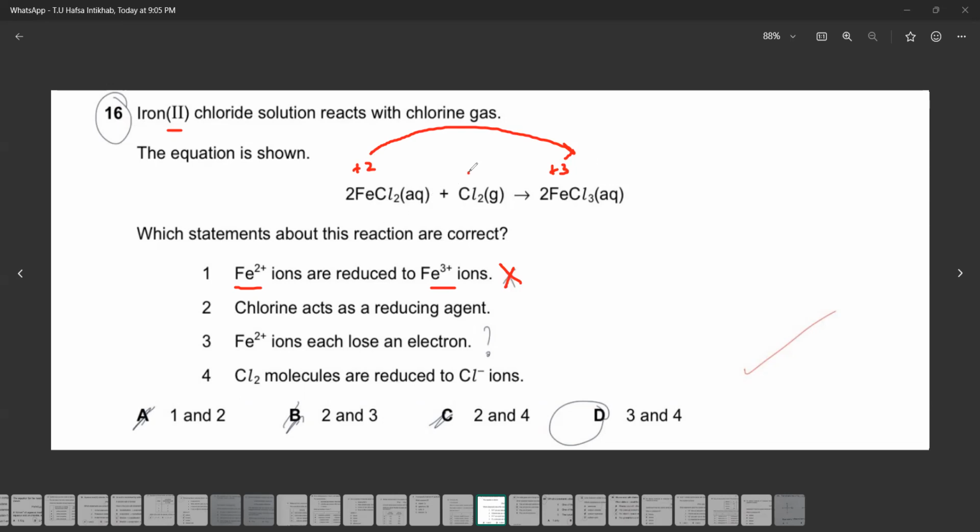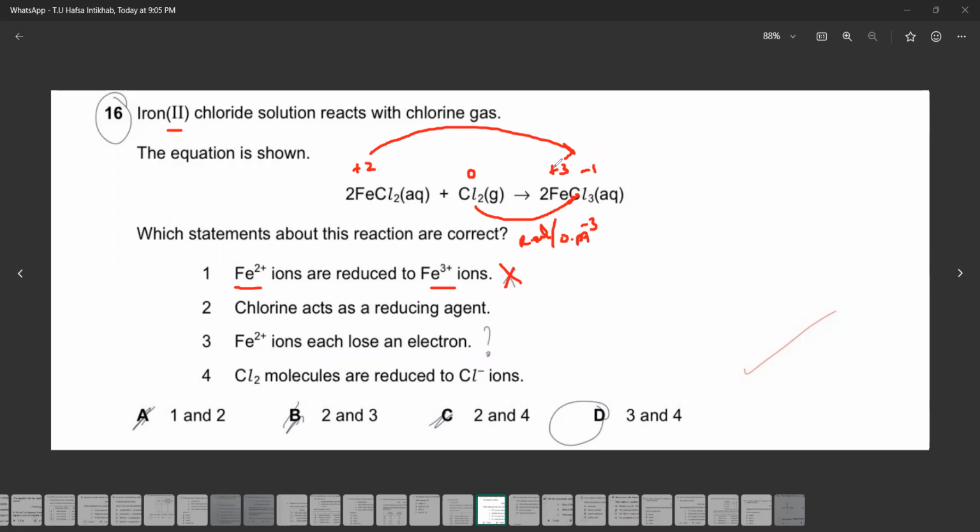And for chlorine, chlorine is 0 and then it becomes -1. -3 is for the total, but -1 for each. When we check the change in oxidation number, we check each individually. So for each chlorine, it is -1. When 0 becomes -1, we call this change a reduction. And if the change is a reduction, the substance is acting like an oxidizing agent.